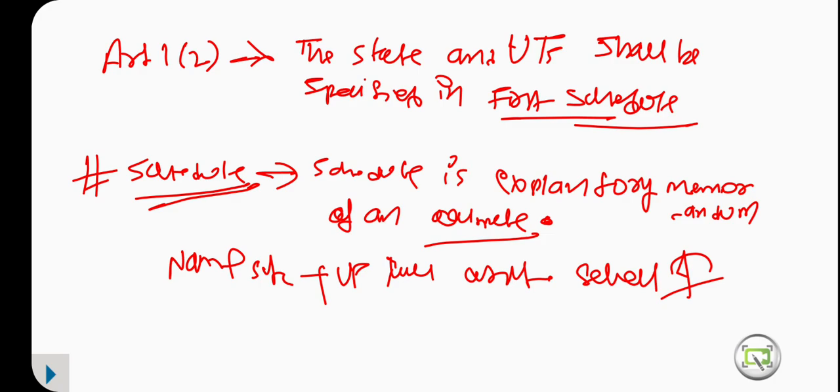Simple, schedule. And Article 1 clause 2, what does it say? It says that states and union territories shall be specified in the First Schedule. It means that the names of the states and union territories will be written in the First Schedule. So if you have to look at what the various states and union territories existing in our country are, then you have to do nothing but open the First Schedule, and you will get them there. In simple terms, according to Article 1 clause 2, the names of the states and union territories will be written where?